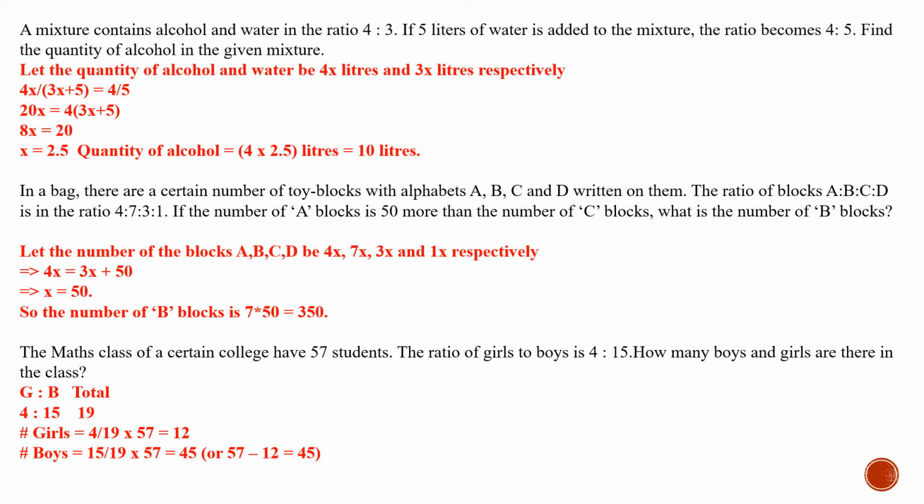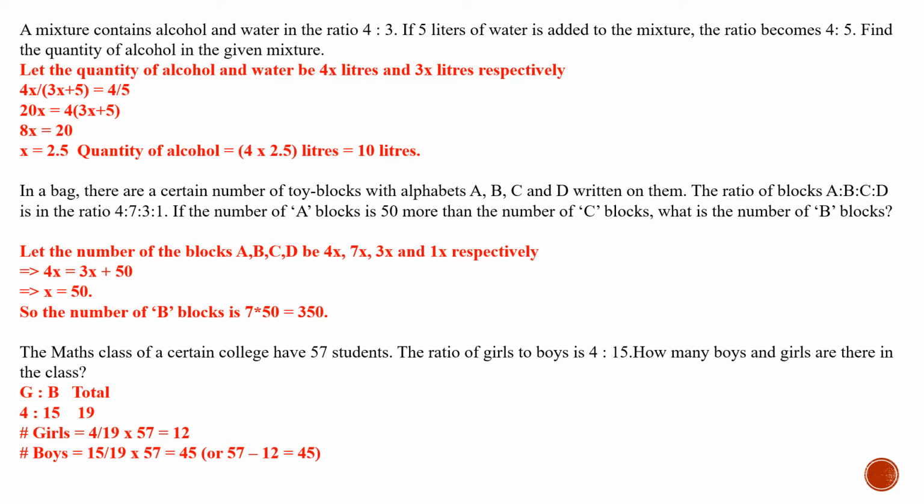Same goes for the next one. Actually, I've also used algebra to solve it. A, B, C, D are in the ratio of 4, 7, 3, 1. A is 50 more than C. So what can you see? One way to do it is algebra. The other way is that A is 4 and C is 3, which is 1 part more. So if it's 1 part more, that means 1 part represents 50. They asked how many B blocks there are. B is 7. 7 times 50 gives you 350. So there are 2 ways to do it: either you use algebra or you use the method that I've just taught you.